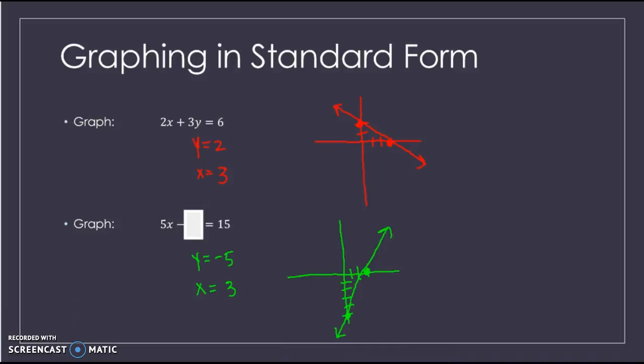Graphing in standard form can be very simple if you just find your intercepts. You also have the option, just like with point-slope form, of moving it to slope-intercept form and then graphing from there, because slope-intercept form is very straightforward as well. Or with standard form, just find your intercepts, and that's all you need.